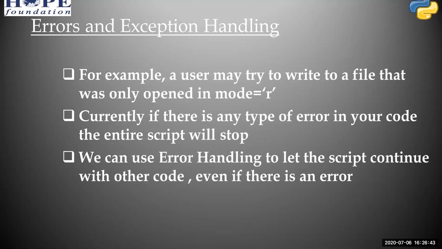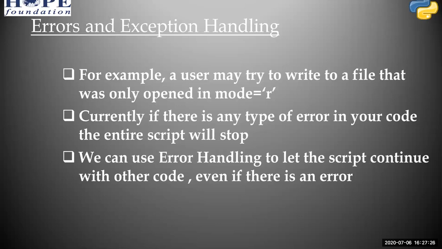Currently, if there is any type of error in your code, the entire script will stop. If there is an error in your second or third line, when you're typing 1000 or 1500 lines, Python simply prints an error and comes out without running your program. So we can use error handling to solve this problem, and let the script continue with other code.